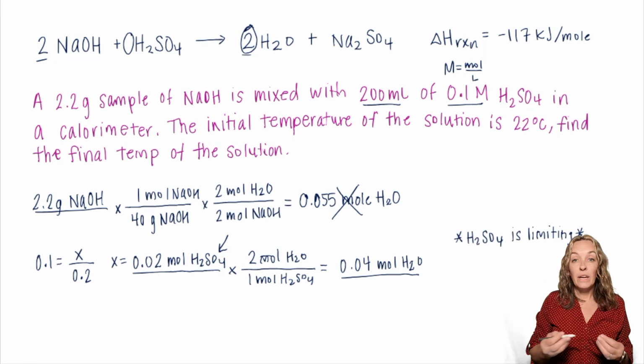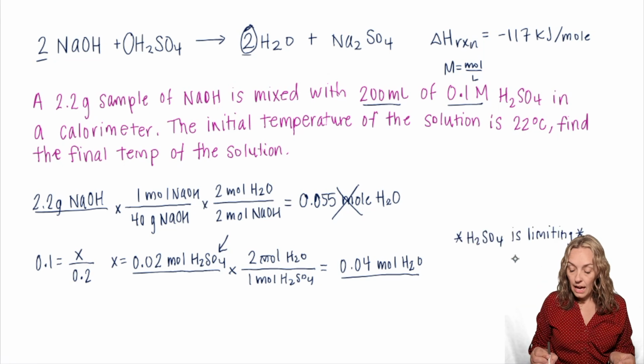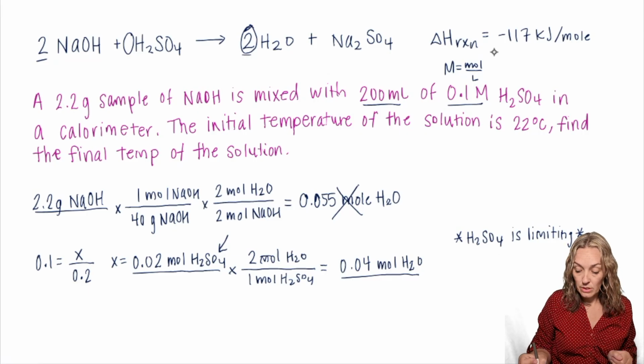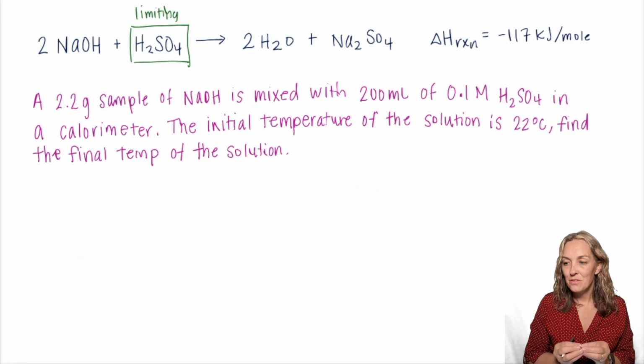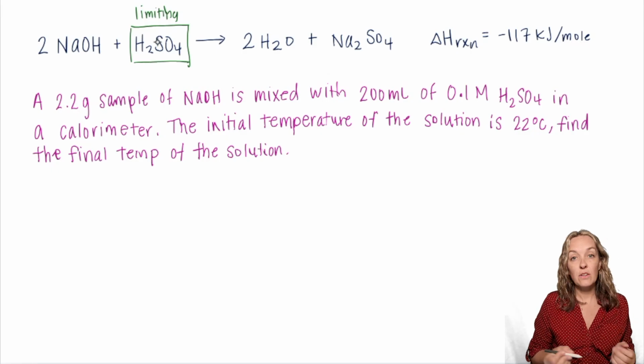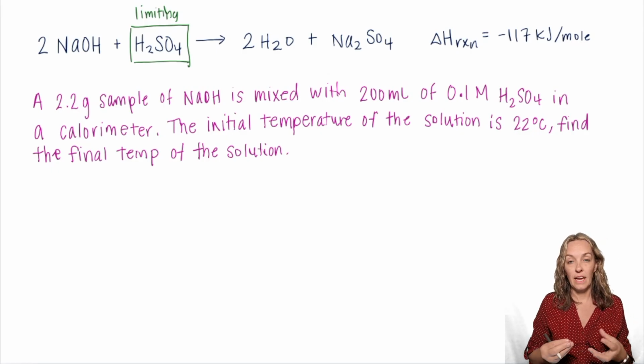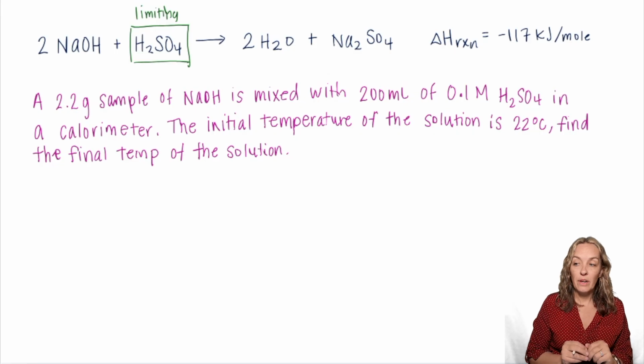limiting. Now that I've determined that the H2SO4 is the limiting reactant, I know that the amount of energy that is released during this reaction is going to be dependent on the amount of H2SO4 that was put into the reaction. As soon as we run out of H2SO4, we stop producing energy. I have now determined that H2SO4 is my limiting reactant, so now it's time to start to work on the calorimetry piece. This is where I'm going to do my heat calculations.